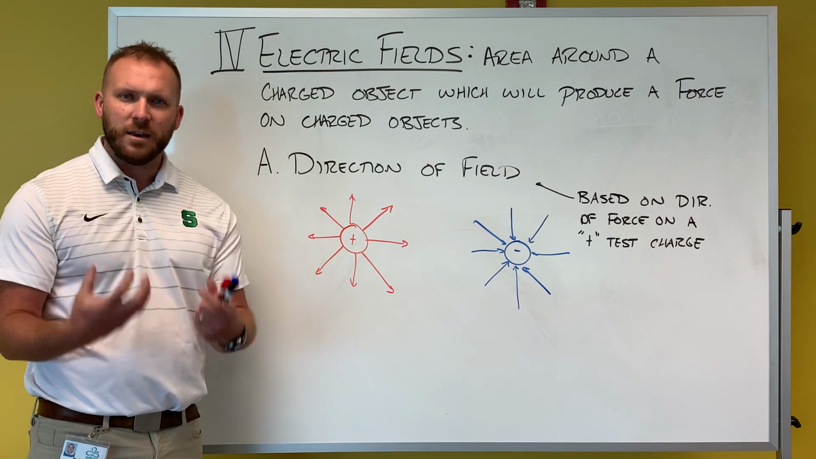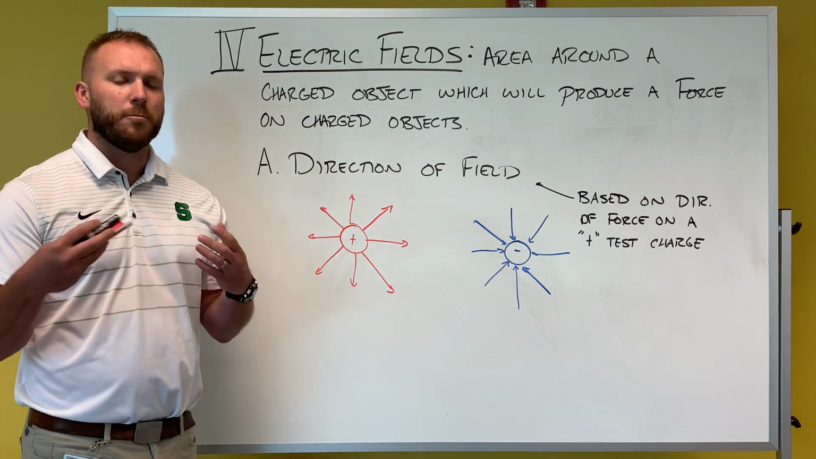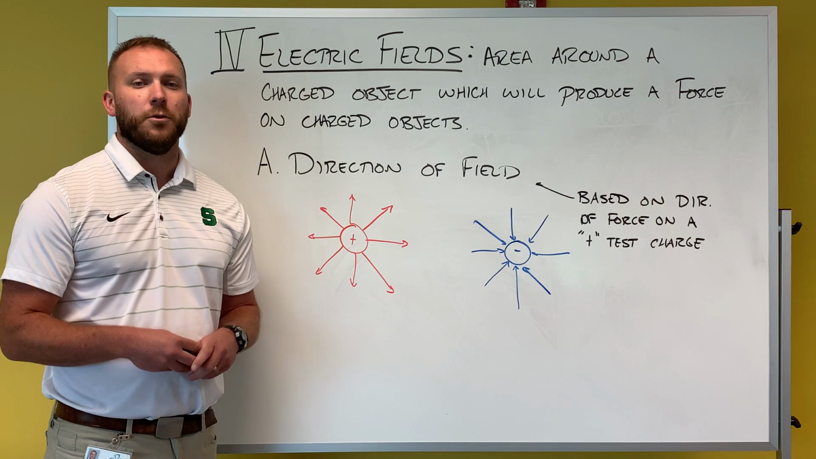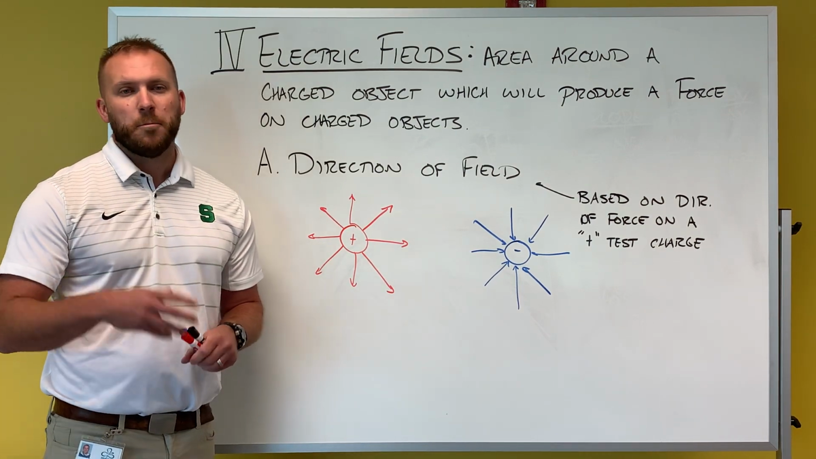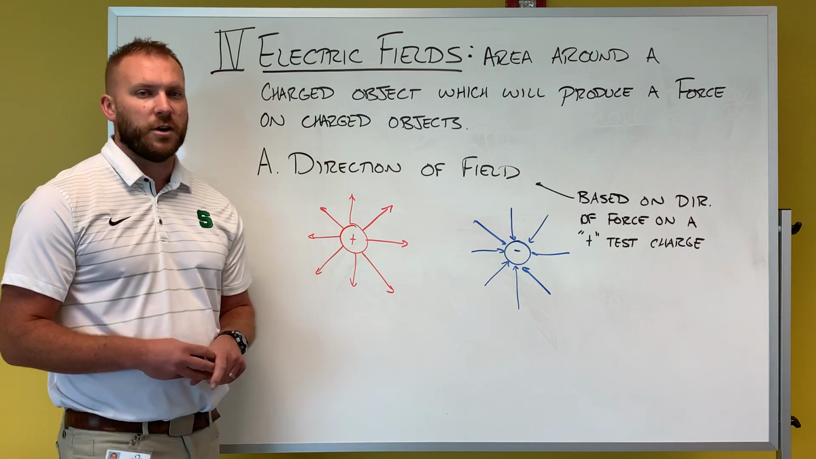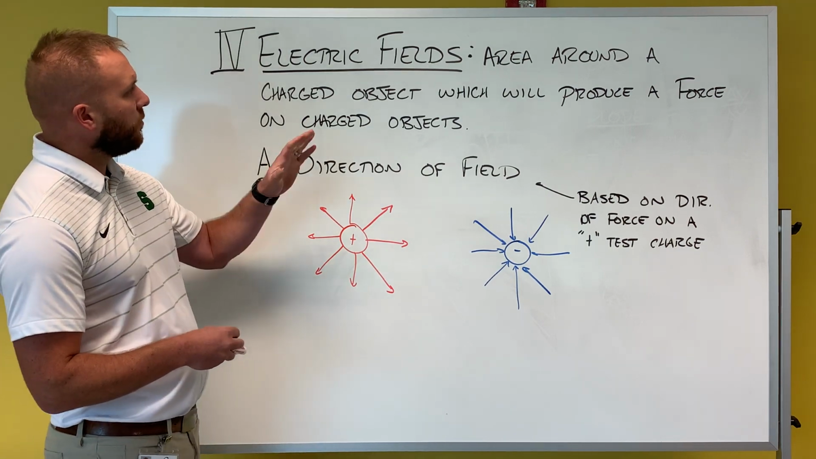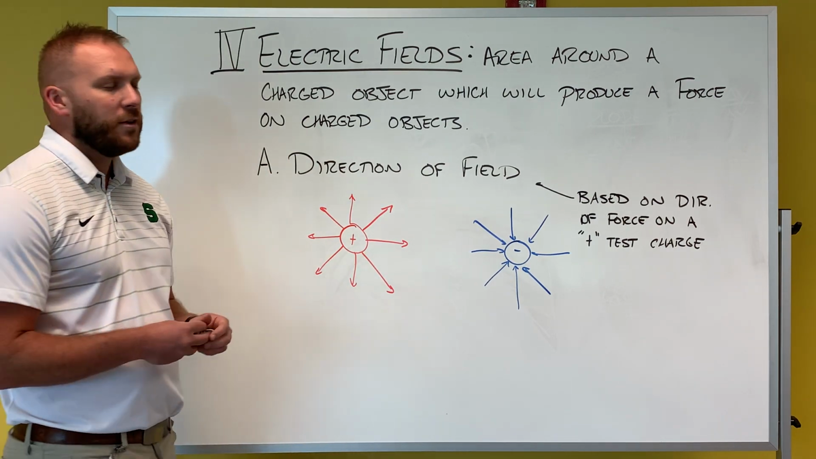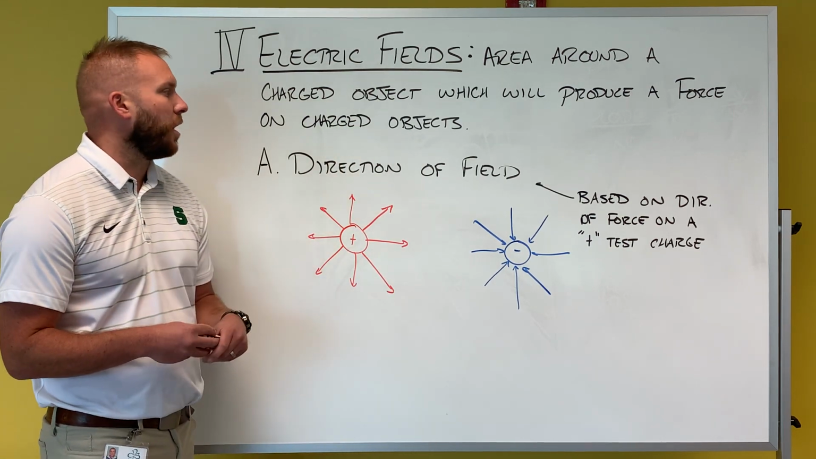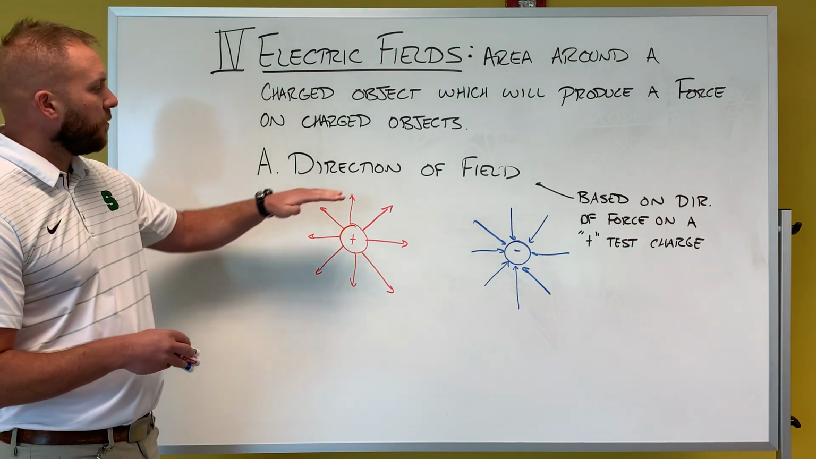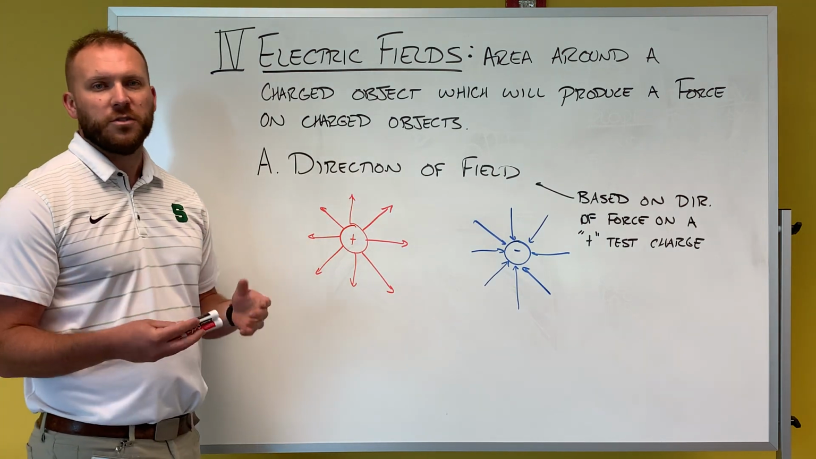We can't really see it, but we can predict and see the results of particles being within that field, based on them being pulled towards objects with gravity. Right? So an electric field is an area around a charged object, and really it's going to produce some electric force on charged or uncharged objects within that. And so the first thing we're going to understand is just the direction of the field.